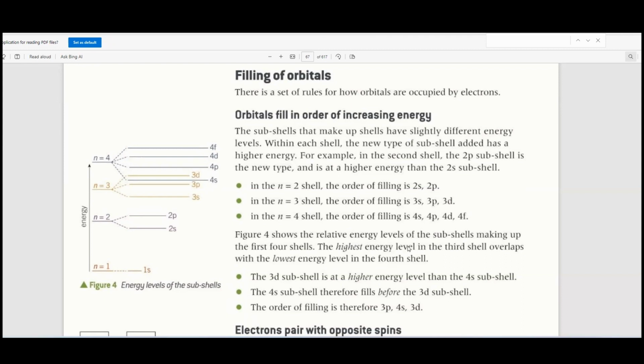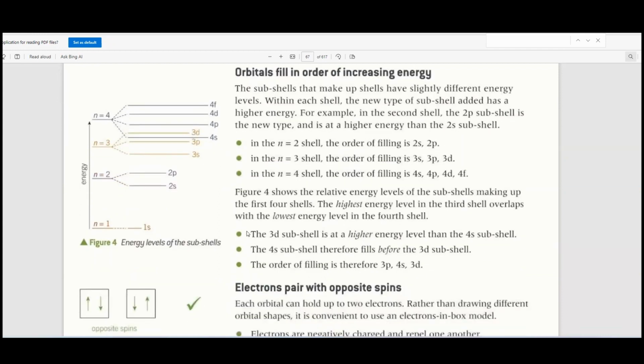They said that the highest energy level in the third shell overlaps with the lowest energy level in the fourth shell. That means they have almost the same energy. So in that case, S will be filled first, then D. I think that's the best explanation for this. So always lower energy shells are filled first. Lower energy subshells are filled first, then the higher energy subshells.